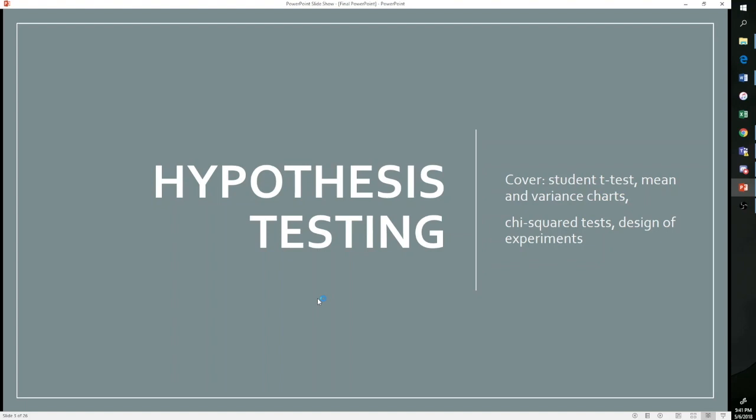Next, we'll move on to the hypothesis testing portion. And in this part, we'll cover the student t-test, the mean and variance charts, the chi-square tests, and the design of experiments.